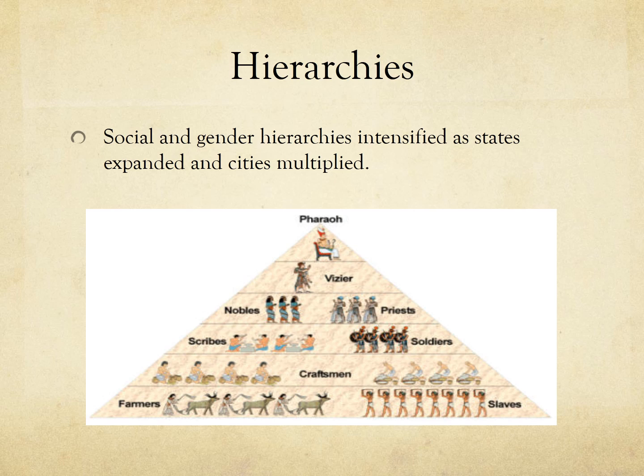Hierarchies. So social and gender hierarchies intensified as the states expanded and cities multiplied. So not only did the general social structure and gender structure stay the same, they tended to intensify or get more magnified as the states and cities expanded. So you still have generally a pretty strong patriarchy, and your class system tends to stay the same. Your lowest class is always going to tend to be the biggest, and then it keeps getting smaller as it goes up, but your rich get richer and the poor kind of stay the same.